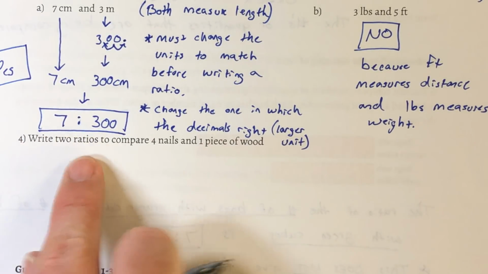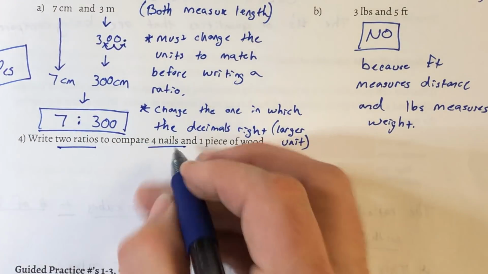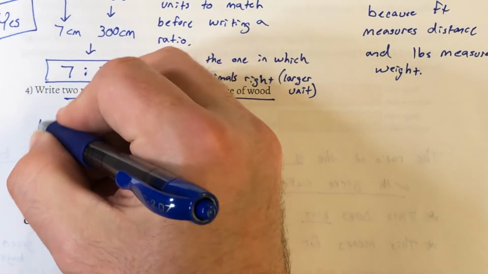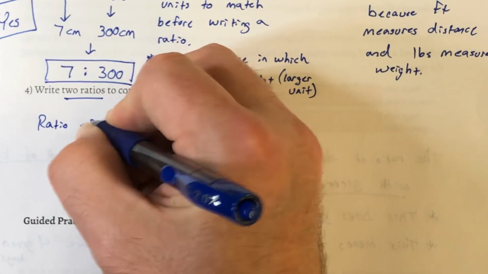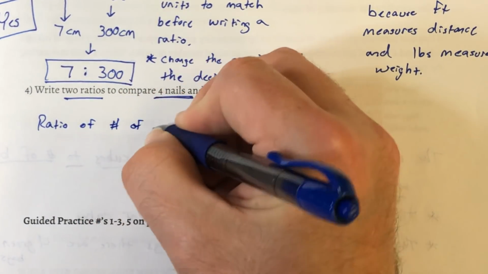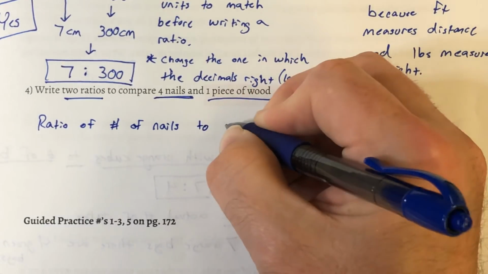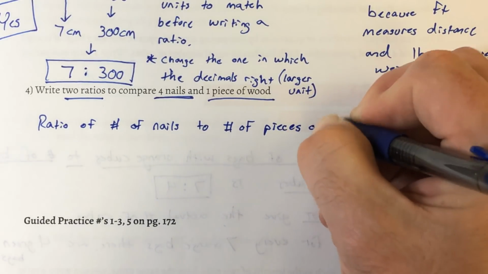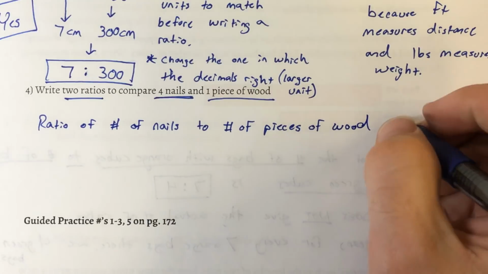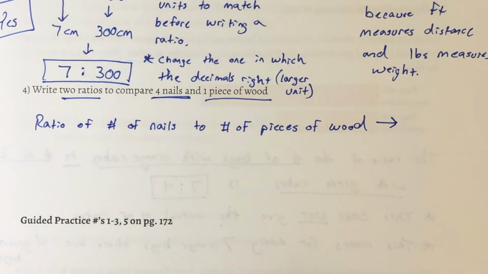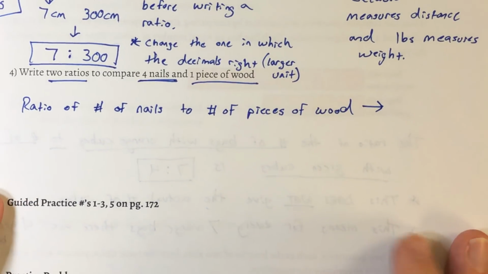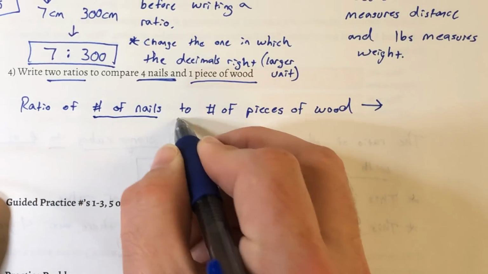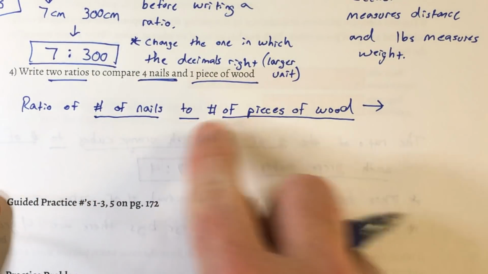We are to write 2 ratios to compare 4 nails and 1 piece of wood. So some more writing. Let's do the ratio of number of nails to number of pieces of wood. All right, now I have not used this strategy yet, but if you get a little lost in your order, because order matters, think about what you're doing, in what order you need it. So nails to wood, nails to wood.